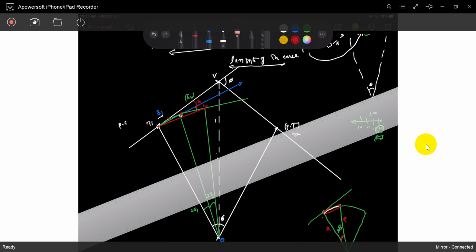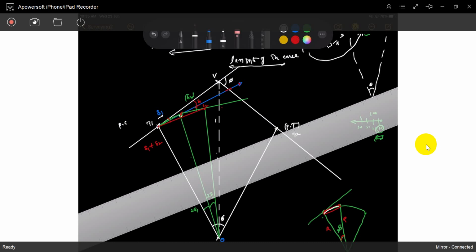So the total is delta 1 plus delta 2, from the point of curvature. Up to this you make it delta 1. Later, from this direction to the next direction, you make delta 2. Understood? So the total deviation is delta 1 plus delta 2. I will explain that later.